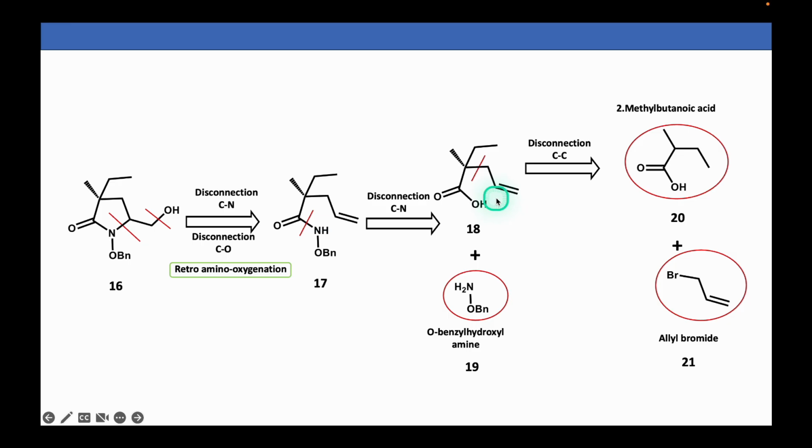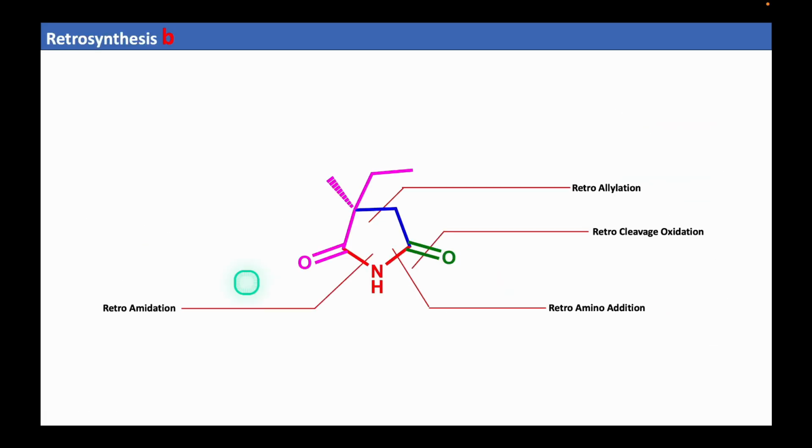The allyl group in 18 is linked to the alpha carbon of the carboxylic acid, suggesting a carbon-carbon disconnection to generate 2-methylbutanoic acid and allyl bromide as raw materials. In summary, here are shown the disconnections and the reactions they are based on.